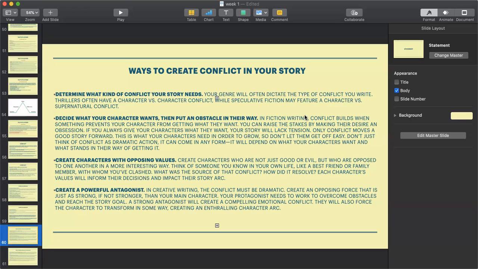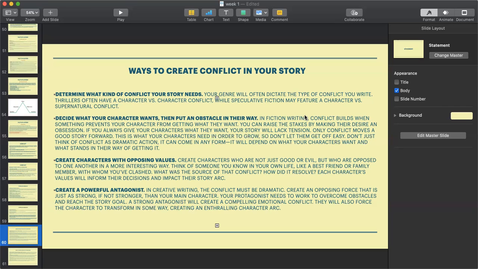Don't just think of a conflict as dramatic action. It can come in any form. It's not only a dramatic action, it can be, as I said, an emotional conflict, a mental conflict, or whatever. It can be a social conflict, it can be a supernatural conflict. It depends on what kind of story you are writing, and what the character wants and what stands in their way of getting it.